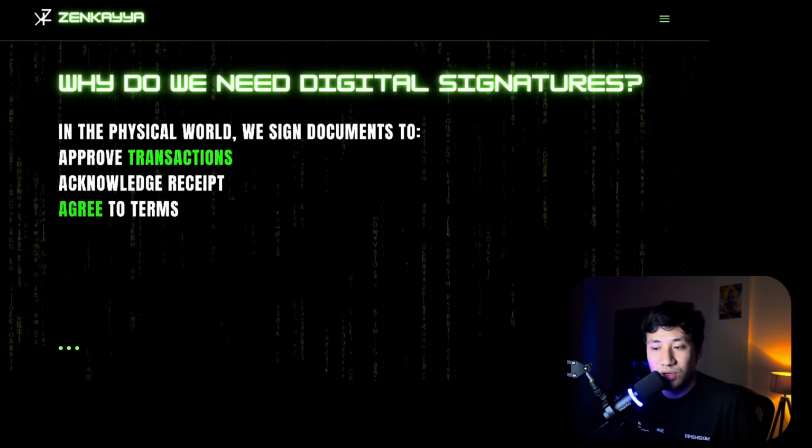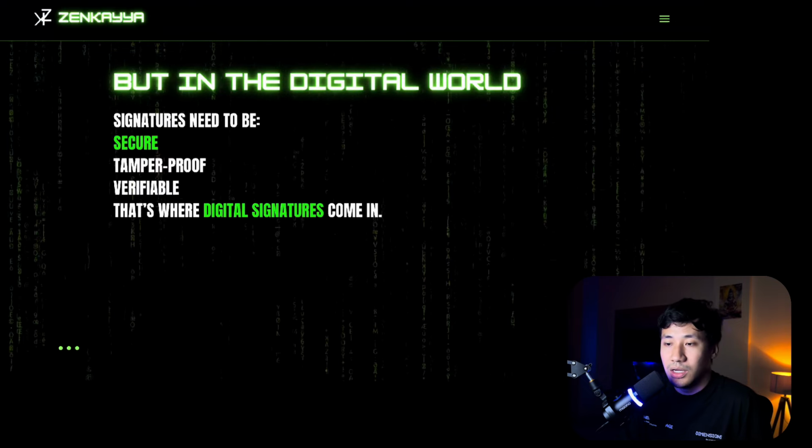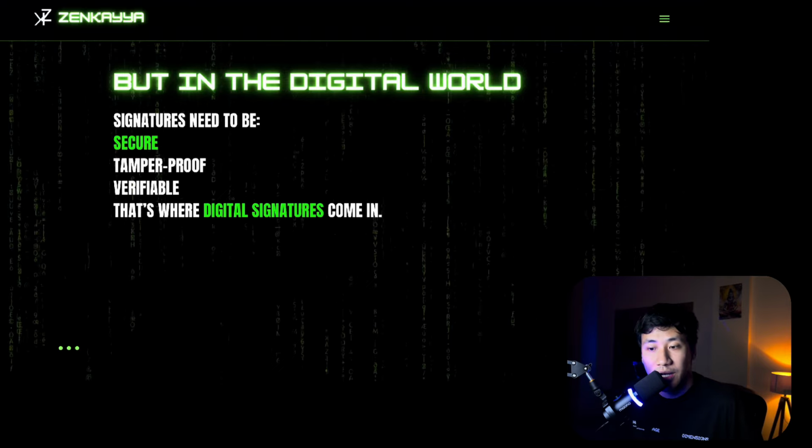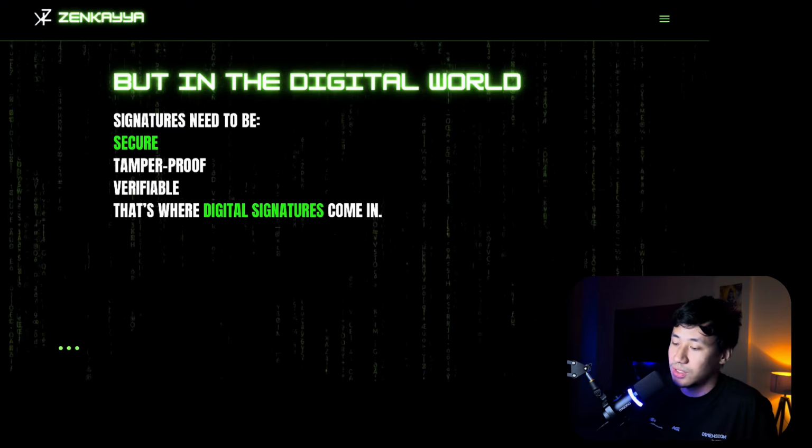In the physical world, we sign documents to approve transactions, acknowledge receipts, and agree to terms. But in the digital world, a signature needs to be secure, tamper-proof, and verifiable. Secure means it has to be secured enough. Tamper-proof means people should not be able to change it; it should not be mutable. Verifiable means it should be possible to verify it. That's where digital signature comes in.